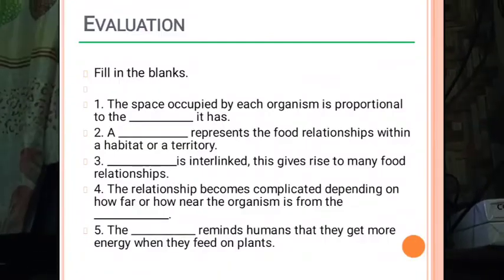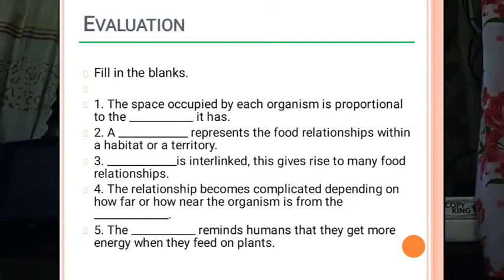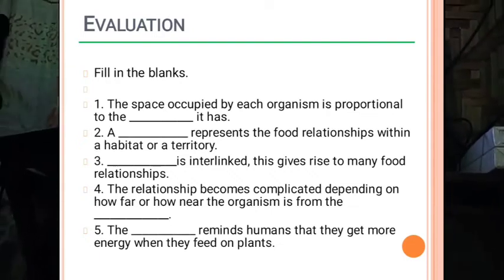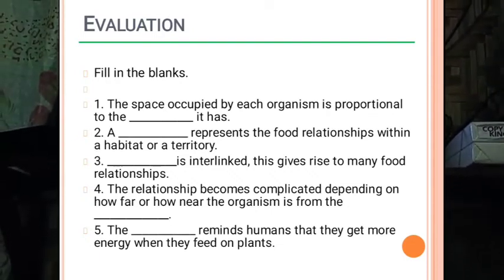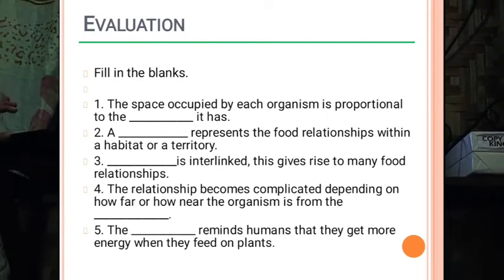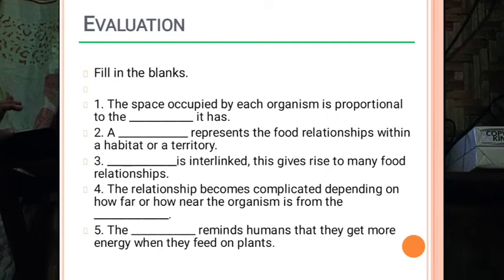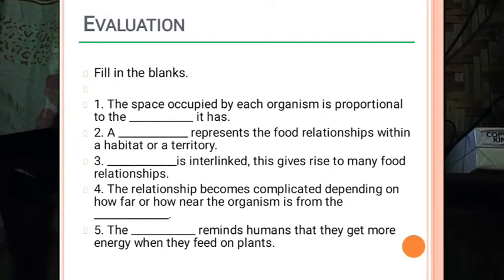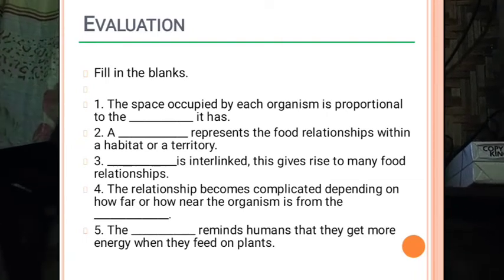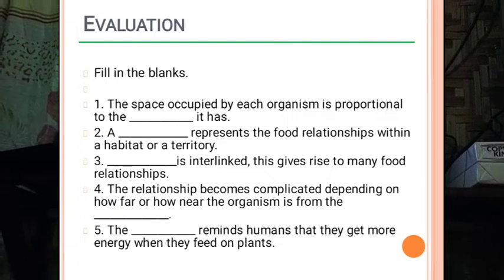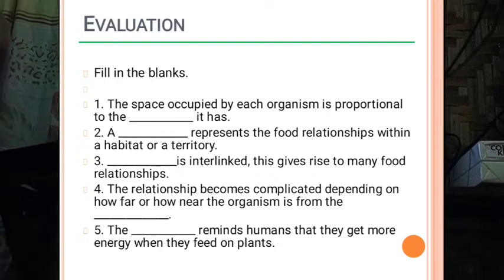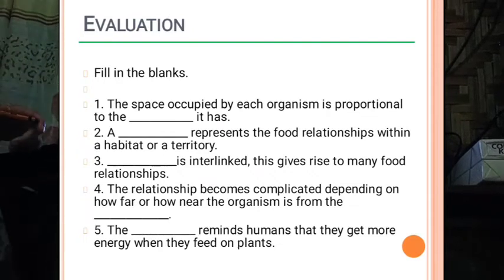So, here's your evaluation. I give you here, fill in the blanks. Okay, guys, for this, prepare 1/2 sheet of paper. Okay, we have here 5 questions. So, are you guys ready? So, let's start. For the number 1, the space occupied by each organism is proportional to the blank it has. Again, the space occupied by each organism is proportional to the blank it has.